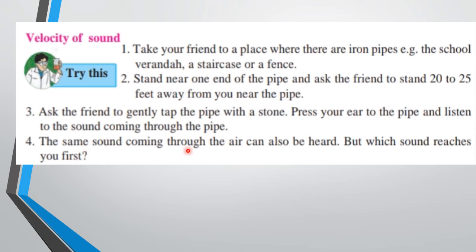The same sound coming through the air can also be heard, but which sound reaches you first? So even though you can hear the sound of that tap with a stone both through the iron pipe as well as through the air, from this activity you can see that you hear the sound through the iron pipe much before you hear it through the air. So this shows that sound travels faster in iron than in air.